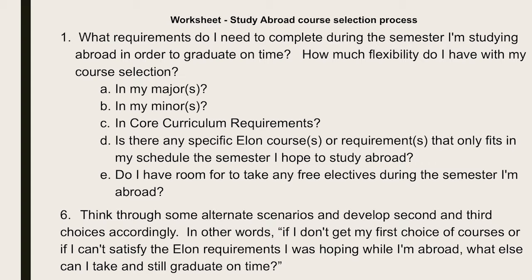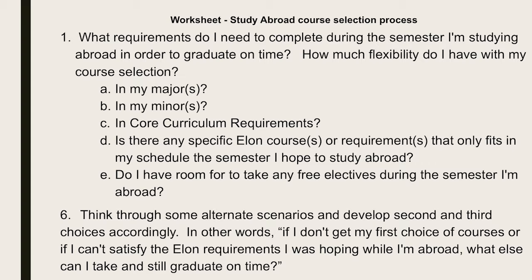You need to know where you are in terms of progress for your major, your minors, the core curriculum. You need to know if you have flexibility in what you can take the semester you're abroad. So in other words, if you were really planning on completing your core literature requirement the semester you're abroad, then you need to think about some what-if scenarios. What happens if I don't take literature while I'm abroad? Can I fit it in when I come back?